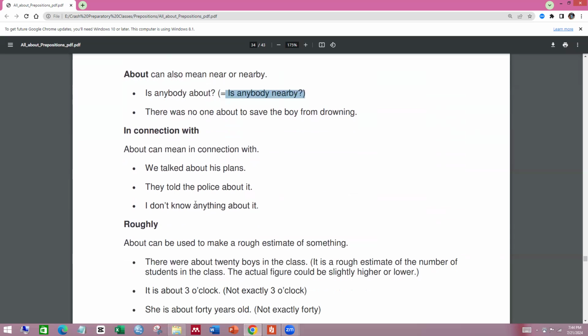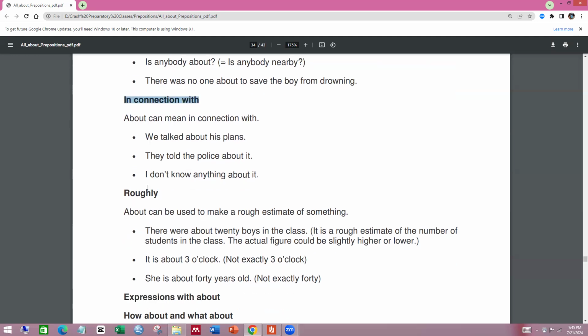Now, about can mean in connection with. We talked about his plans. Means in connection with. This is a common use of about. They told the police about it. I don't know anything about it. In connection with, uske mutalik ya uske bare mein.